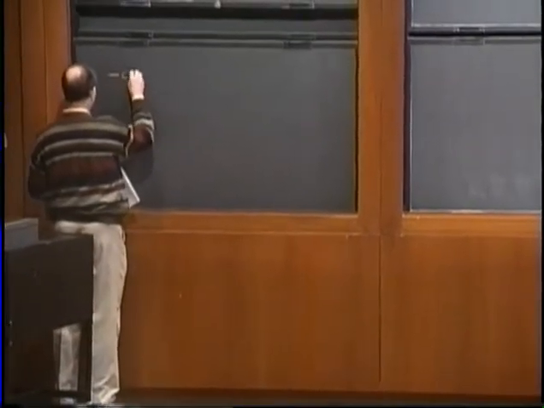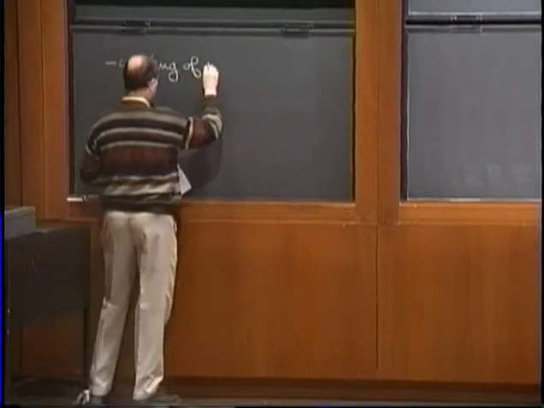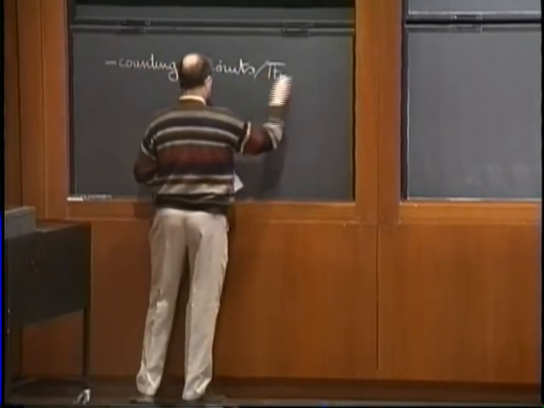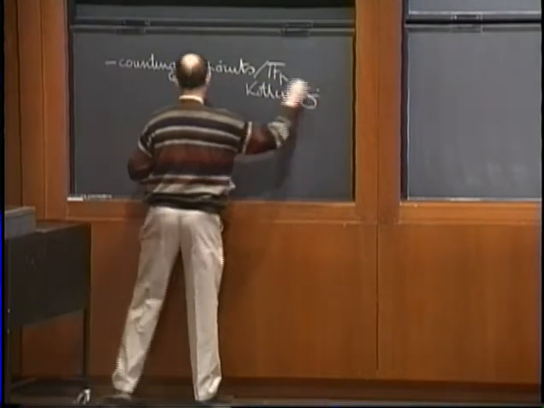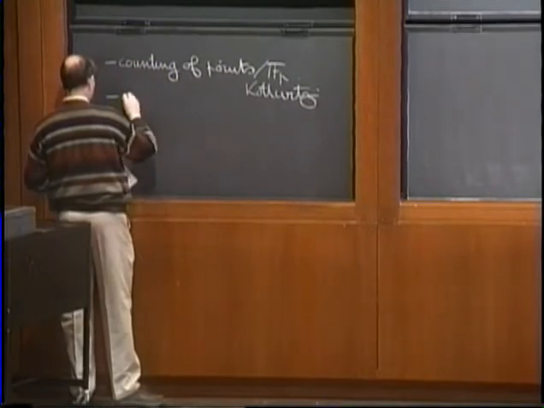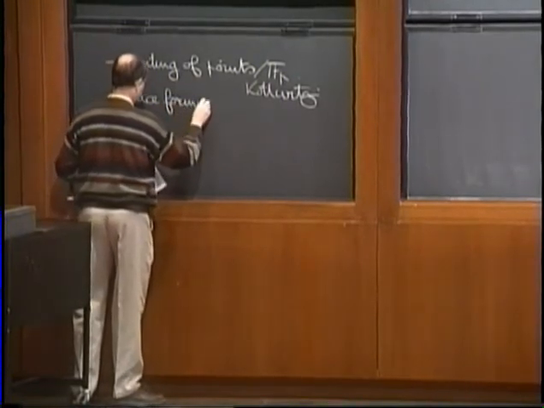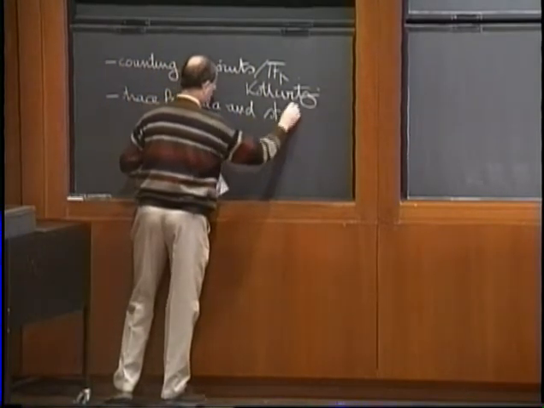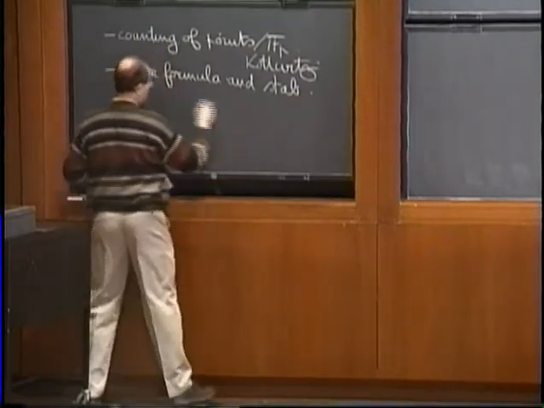First of all, the counting of points over finite field by Kottwitz. The trace formula and its stabilization, at least assuming the fundamental lemmas by Arthur.